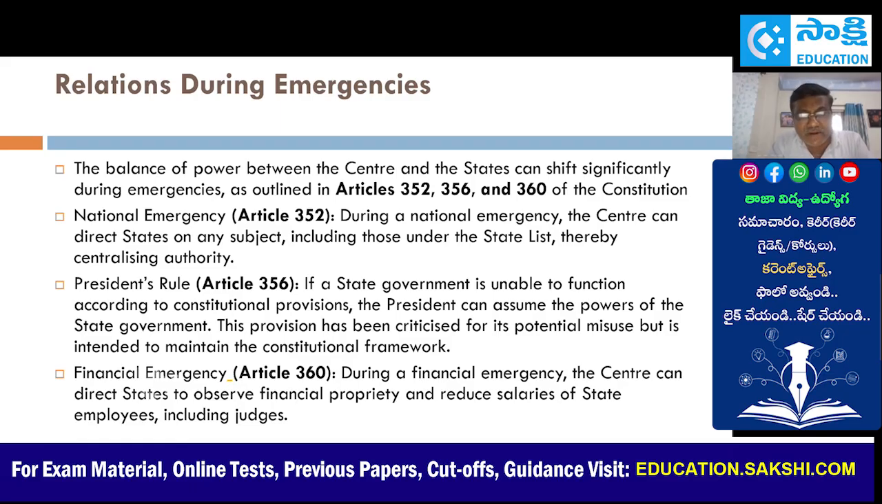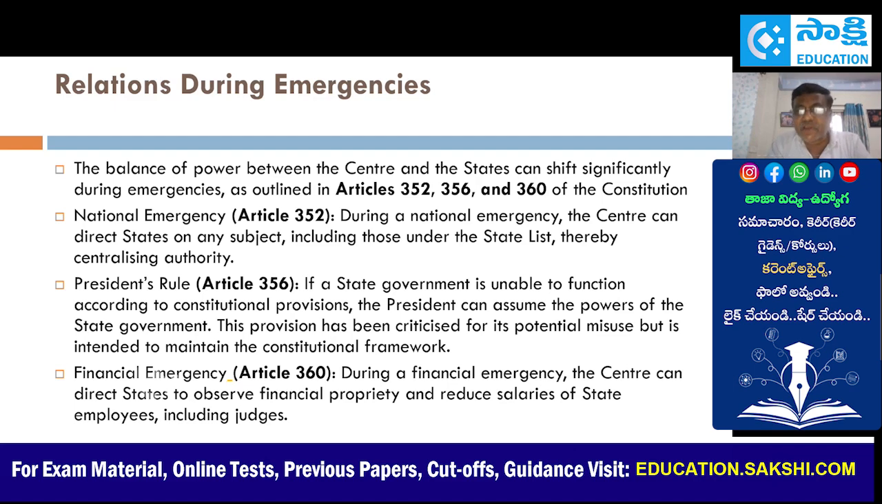If the state government fails to function according to the constitutional provisions, the President can assume the powers of the state government. Sometimes you will find a financial emergency also. Article 360 relates to financial emergency. During a financial emergency, the central government can direct the state government to observe financial propriety and reduce the salaries of state employees, including judges. For example, if the central government announces a financial emergency, then state governments also have to follow it.